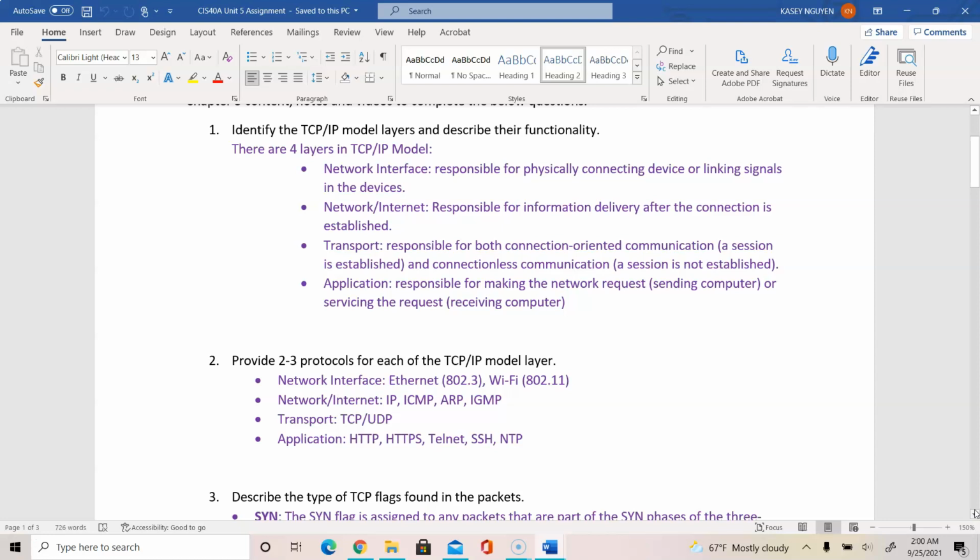In the second layer, network and internet, you would find IP for addressing, ICMP, and ARP. The notes also give you the breakdown, and the prior chapters also discuss these protocols. In the transport layer, as we mentioned, TCP and UDP are used. And lastly, the application layer, where we use HTTP, HTTPS, Telnet, SSH, NTP, and so on. Those are some of the protocols that would be used.